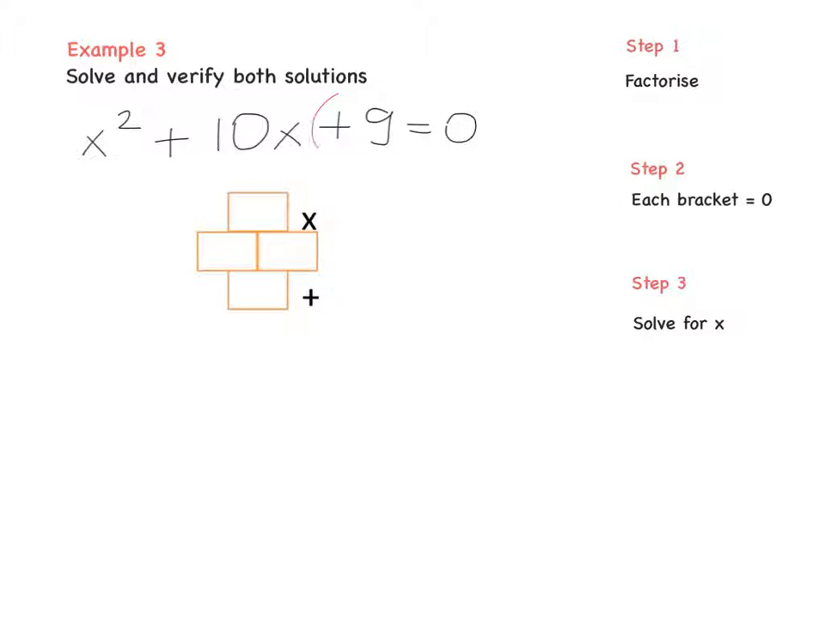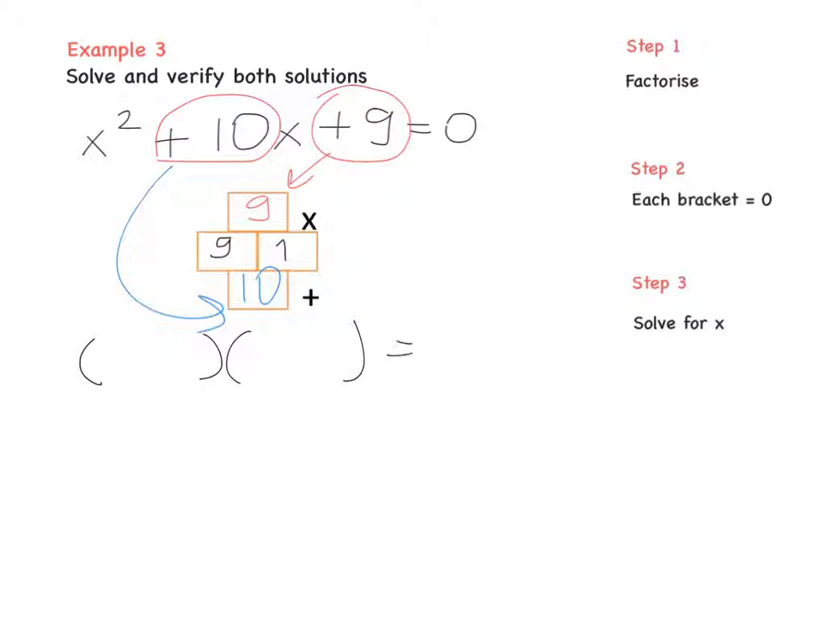So first of all, plus 9 goes straight here, plus 10 straight to bottom. And now two factors of 9, when we add them up, we'll get 10. So it's 9 and 1, okay? So 9 multiplied by 1 gives you 9. 9 plus 1 gives you 10. So perfect. Now we need to make the brackets. So x, and the factors, so plus 9 and plus 1. Okay, done.